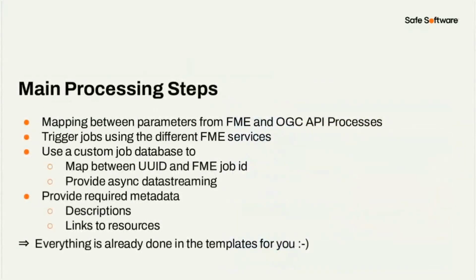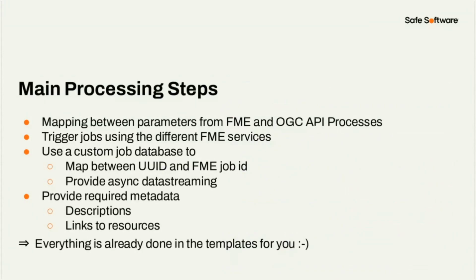Of course, there are other steps involved as well. The main heavy lifting is basically mapping between parameters from FME and the OGC API, simply because the way they are represented in the JSON format might be different. Then, as I just mentioned, we need to trigger jobs using the different FME services. And we also implemented a custom job database to handle all the jobs, basically storing UUIDs that can reference FME jobs. And also for providing data streaming, as an asynchronous way, we needed a way to store the data streaming results as well.